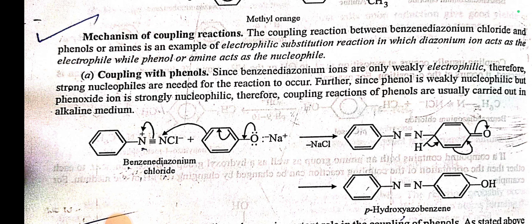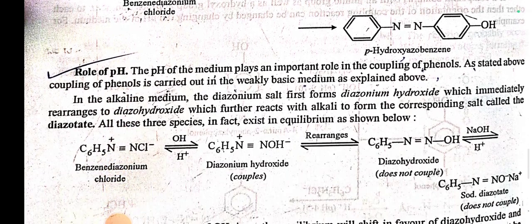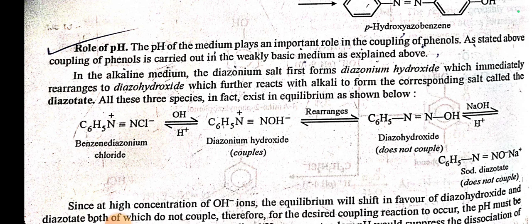Further, since phenol is weakly nucleophilic but phenoxide ion is strongly nucleophilic, the coupling reaction of phenol is usually carried out in alkaline medium. Role of pH. The pH of the medium plays an important role in the coupling of phenol. As stated above, coupling of phenol is carried out in a weakly basic medium as explained above.